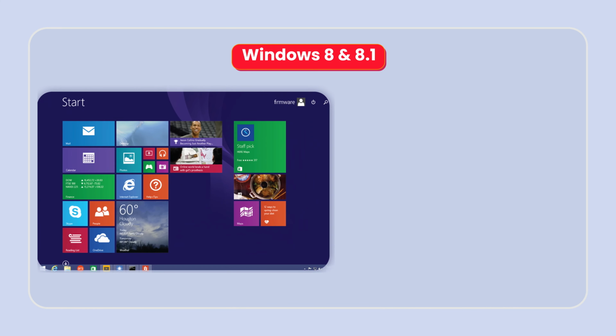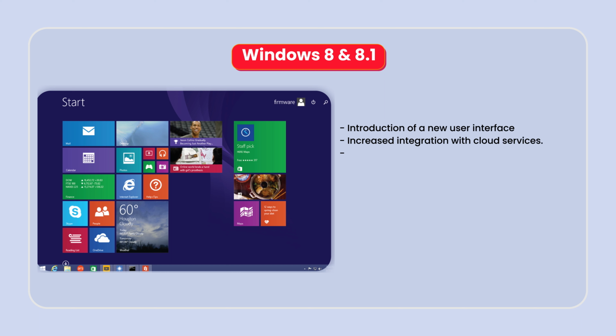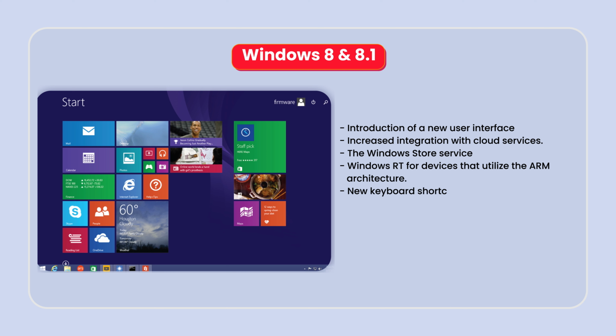Windows 8 and 8.1. Windows 8 was released on October 26, 2012, with a number of significant changes, including the introduction of a user interface based around the Microsoft Metro design language with optimizations for touch-based devices, increased integration with cloud services and other online platforms, the Windows Store service for software distribution, a new variant called Windows RT for devices that utilize the ARM architecture, and new keyboard shortcuts.